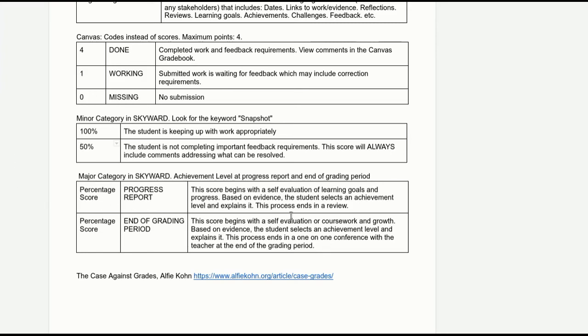Let's talk about these major grades. There will be two major grades every 6 weeks, one at the progress report and one at the end of the grading period. So let's talk about what those are going to look like. These will actually have achievement level percentages on there. I plan to have the students help me figure out how many levels we want to have and what those would interpret to as far as grades.